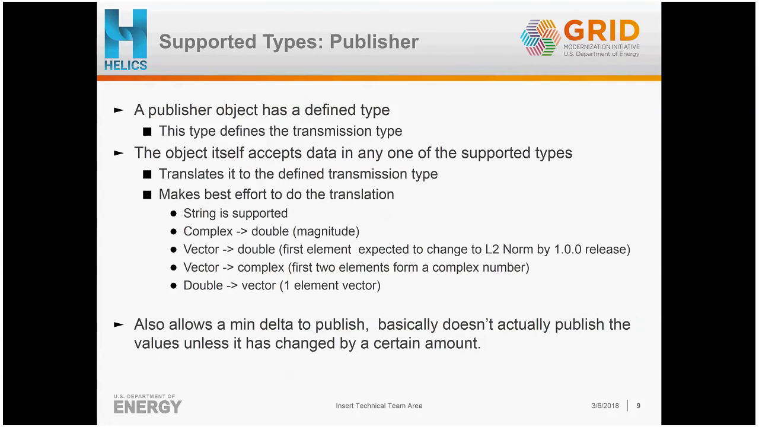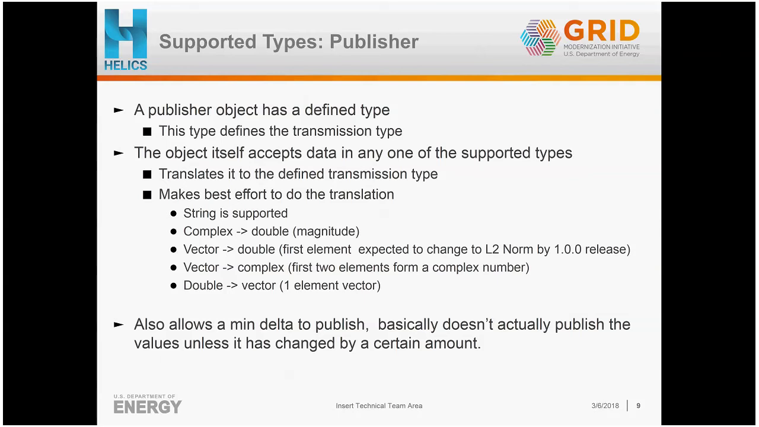So a publisher has a specific type associated with it, and this type defines how it gets transmitted into Helix. The object itself, you can actually send it data in any one of the supported types, or any one that's easily translatable to one of the supported types, and it actually makes the best effort to do the internal translation. I'll get a slide that shows kind of how things get translated here shortly.